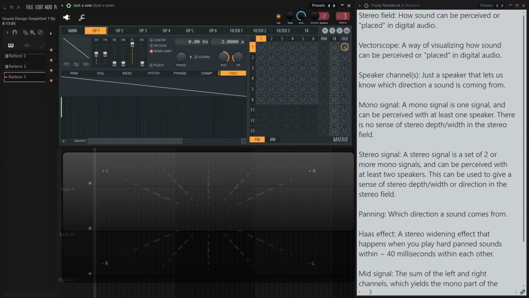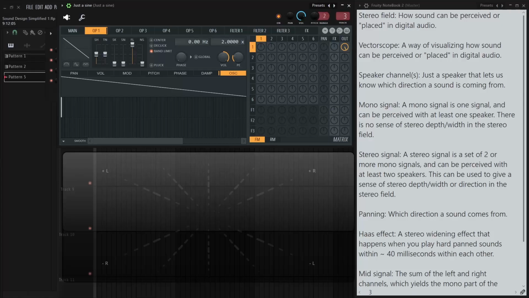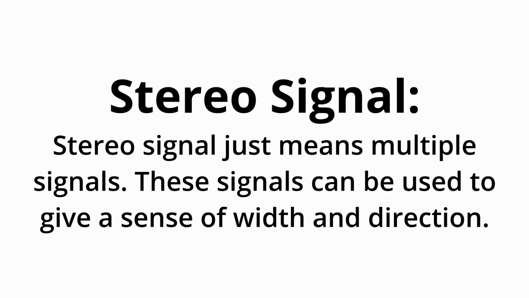If you have one speaker, then it only has one channel, and that means there won't be a sense of depth, width, or space, however you want to say it. Mono signal just means one signal. It only needs one speaker to be perceived and gives no sense of direction. For example, this saw wave signal is mono. That's what it looks like in the vectorscope, just a straight line in the center. Stereo signal just means multiple signals. These signals can be used to give a sense of width and direction.